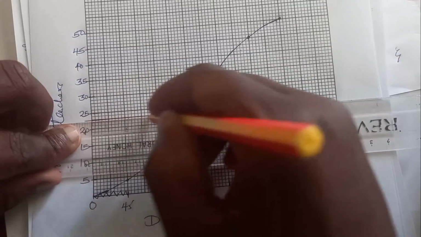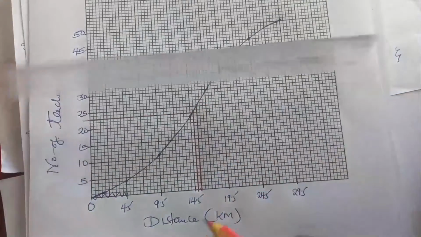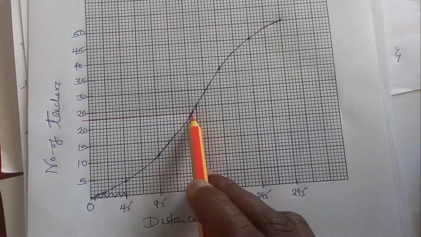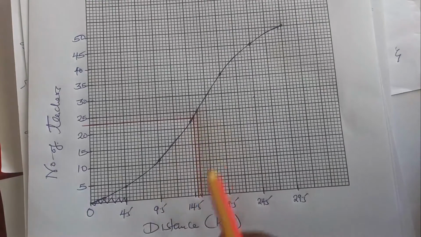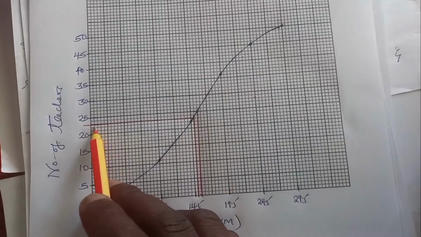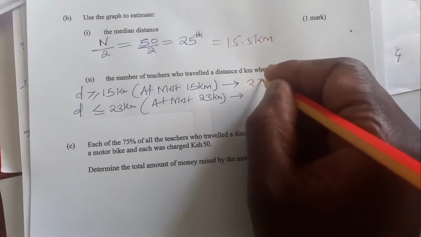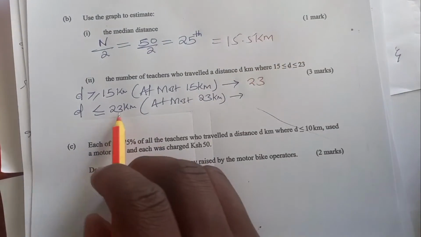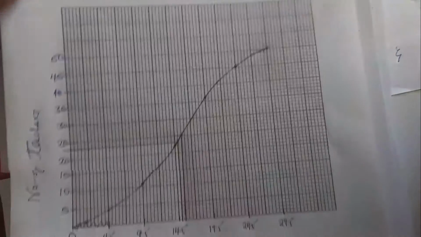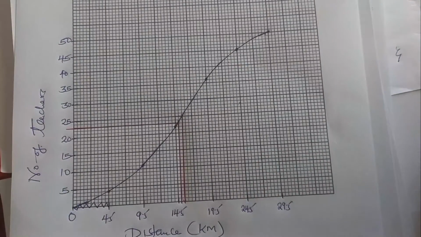So that is the line. The point where it touches the curve, then you drop down to 15. So there are 23 teachers. Then at most 23 kilometers. So again you go to 23.